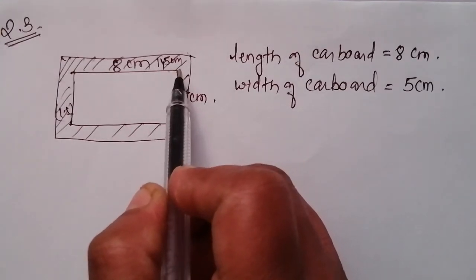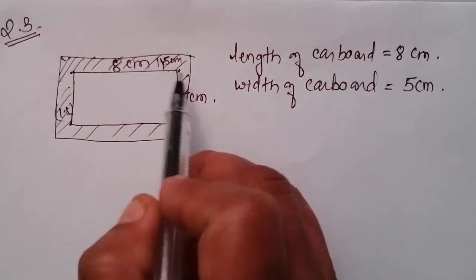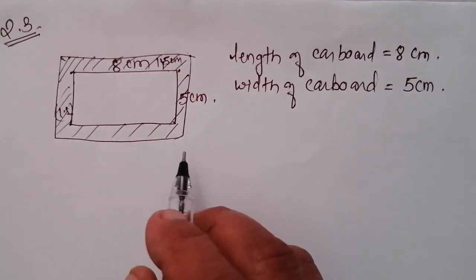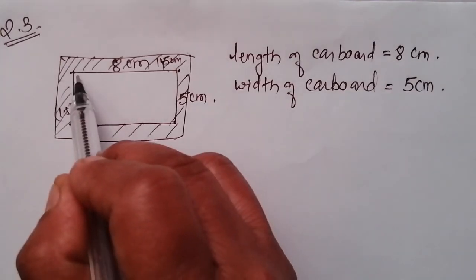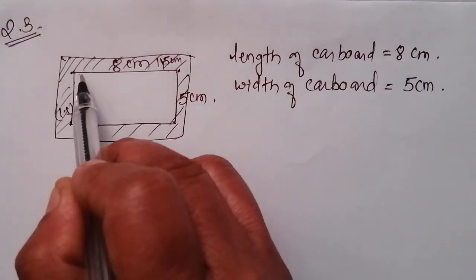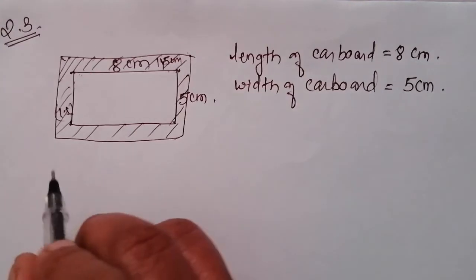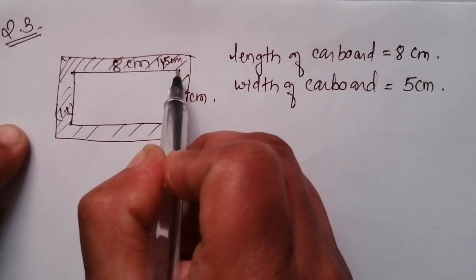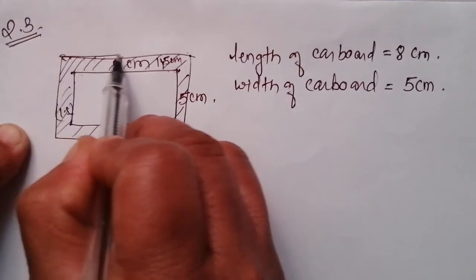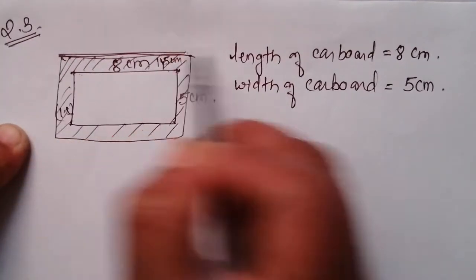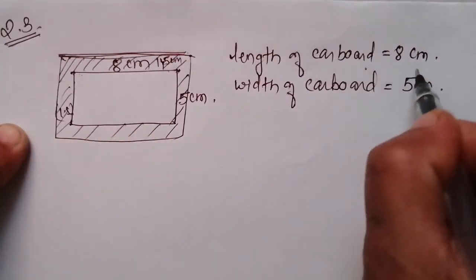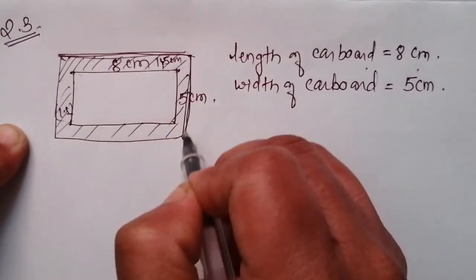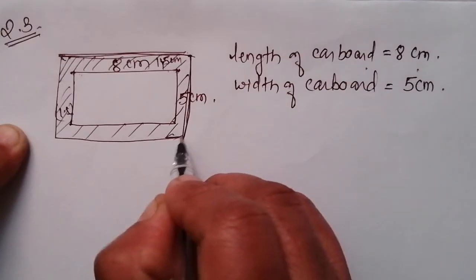Now here a picture is painted on a cardboard, right? This picture is painted on this cardboard. Now for the painted part they have not given the dimensions. That means the cardboard, this is the 8 centimeter. The length of the cardboard is 8 centimeter and this width is 5 centimeter. Okay, right?